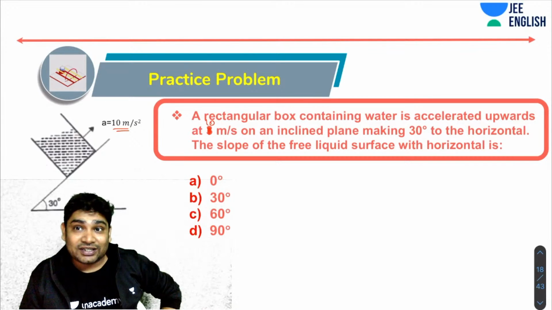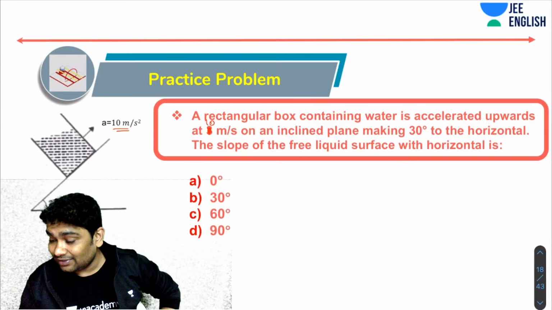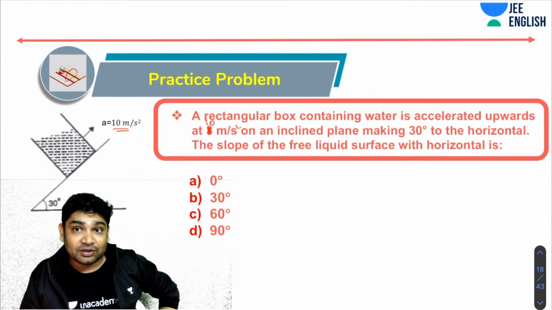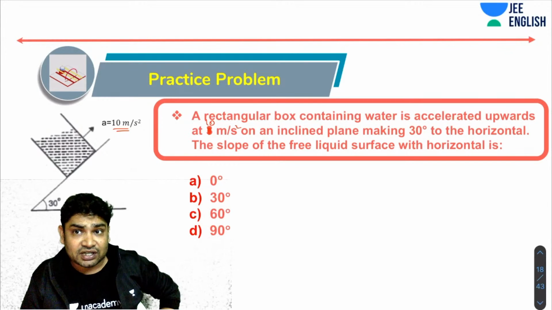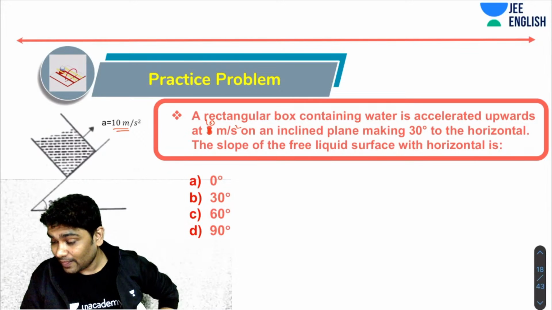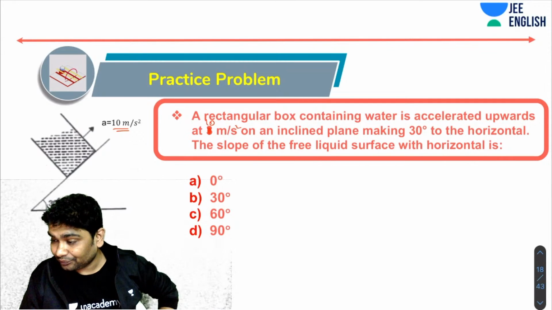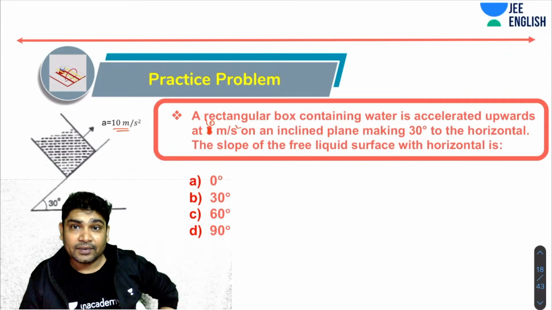Okay, so that is the situation shown to you. A rectangular box containing water is accelerated upwards at 10 meter per second square on an inclined plane, making an angle 30 degrees to the horizontal. Now, the slope of the free surface with the horizontal will be. So, why don't you guys try this? Let's see if you can figure this out.